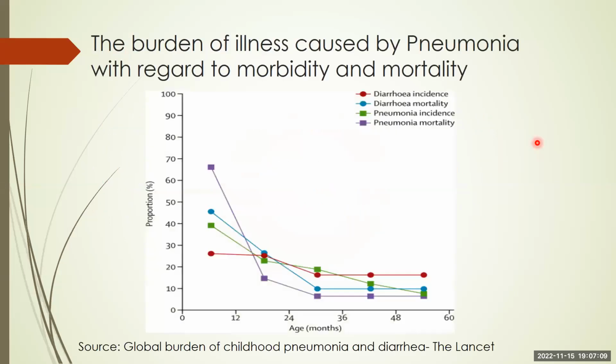So this is a graph showing the burden of illness caused by pneumonia. So we can see that this purple line indicates pneumonia mortality. The blue line indicates diarrhea mortality.